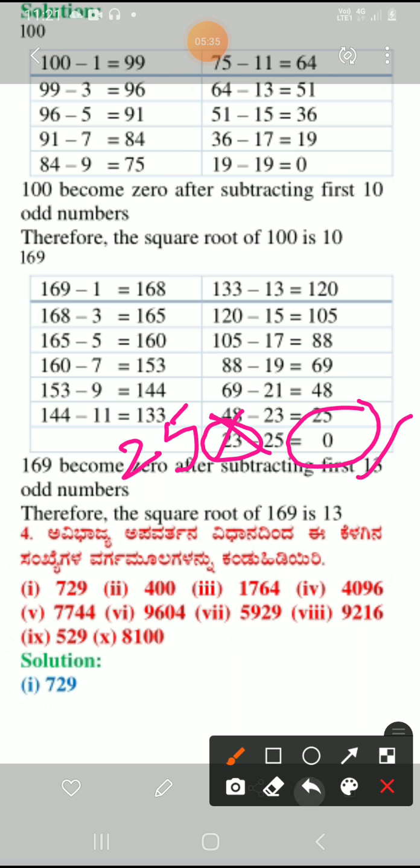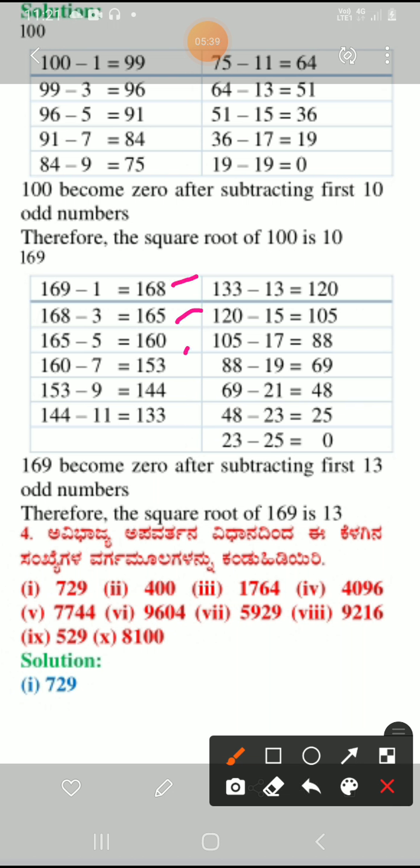Right. So here, how many steps have you seen? Let's try to see that. Look at it. 1, 2, 3, 4, 5, 6, 7, 8, 9, 10, 11, 12, 13. Total 13 steps. In the 13th step you have seen that the answer comes as 0. Got it? The answer comes as 0 in the 13th step.